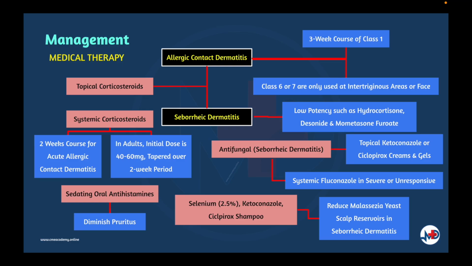For seborrheic dermatitis of the face, use low-potency topical corticosteroids such as hydrocortisone, desonide, and mometasone. Systemic corticosteroid is a 2-week course for acute severe allergic contact dermatitis such as from poison ivy. Adults require an initial dose of 40 to 60 milligrams of oral corticosteroids, which is then tapered over a 2-week period. Sedating oral antihistamines may help diminish pruritus. Antifungal is a treatment option for seborrheic dermatitis. First-line therapies include topical ketoconazole, ciclopirox creams, and gels. Systemic fluconazole may be helpful if seborrheic dermatitis is severe or unresponsive.